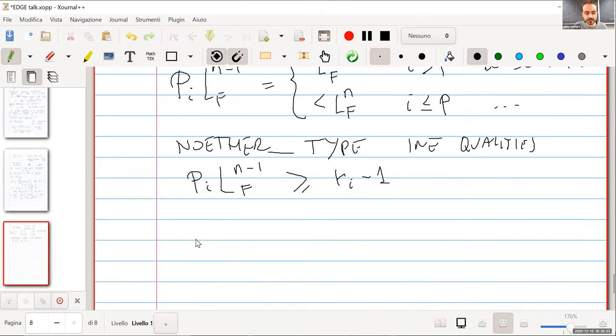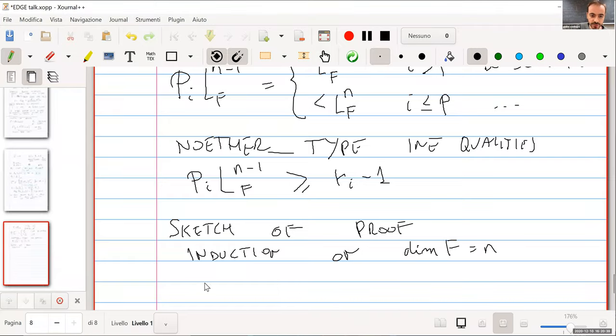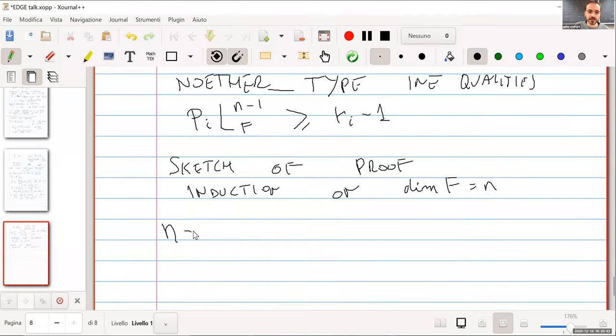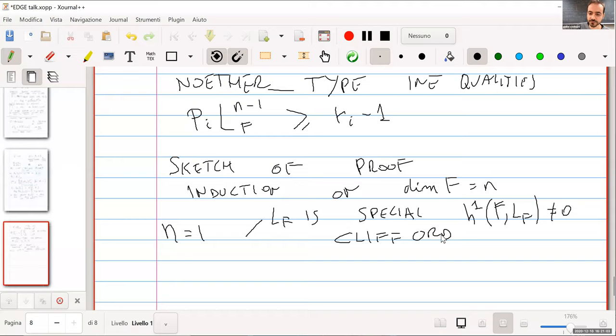Now, or you prove another type of inequality. Now, sketch of a proof, and then I finish off the talk. The proof is an induction on the dimension of F, which is n. So if n is equal to 1, you have two cases. One, LF is special. Special means, and so I will pay my duties, H1 of F and LF is non-zero. In this case, you apply Clifford's theorem, which gives you this inequality. Then, LF is not special. Then H1 of F and LF is zero. And now you have Riemann-Roch, which gives you the requested result.